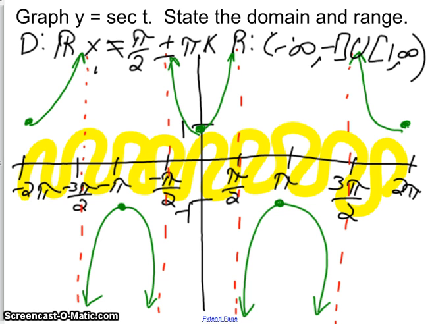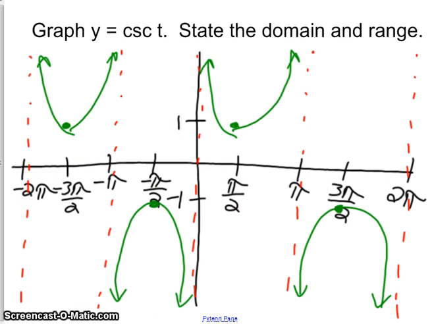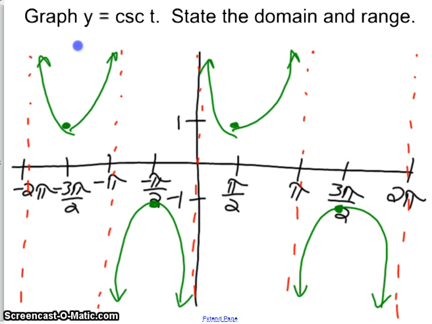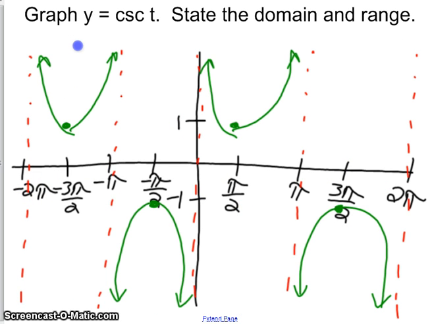Alright, so I'm going to go back to the cosecant graph. This is cosecant. We already graphed this, and now we're going to talk about domain and range of cosecant. What's the domain? It's the vertical asymptotes. Where are the vertical asymptotes? Oh, it is not all real numbers. We have to take away all of the places where there are vertical asymptotes.